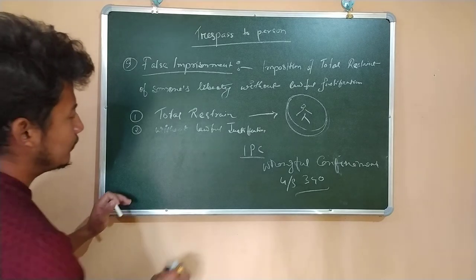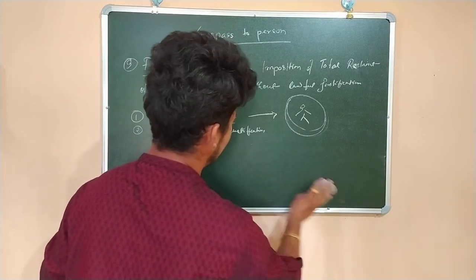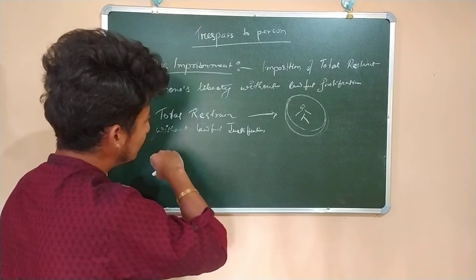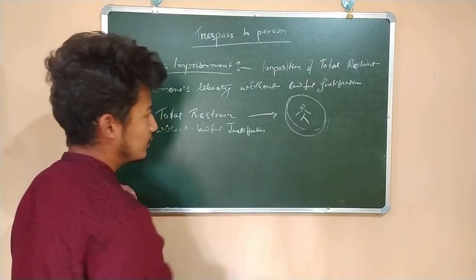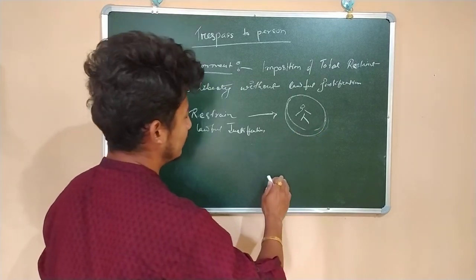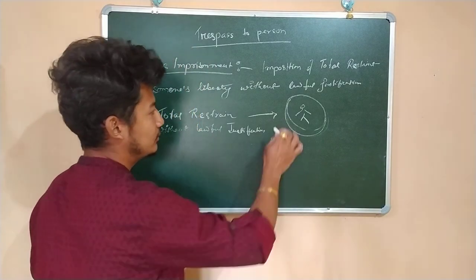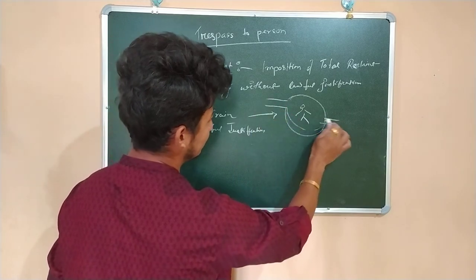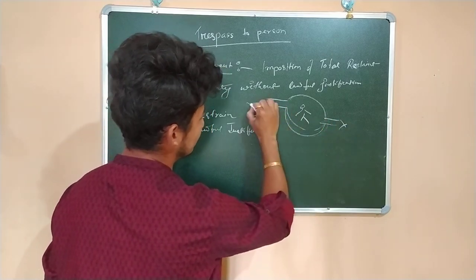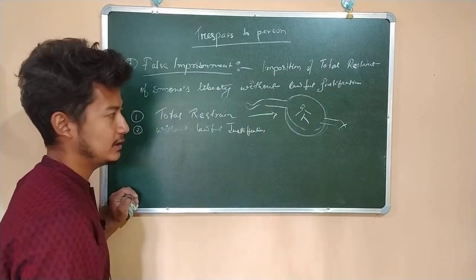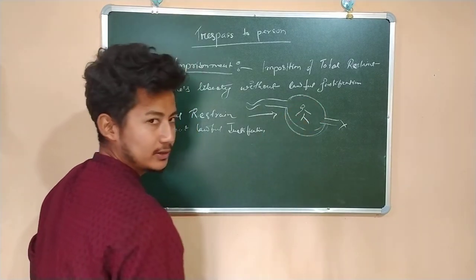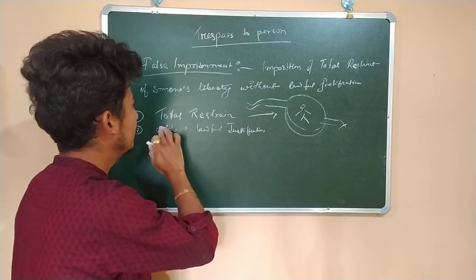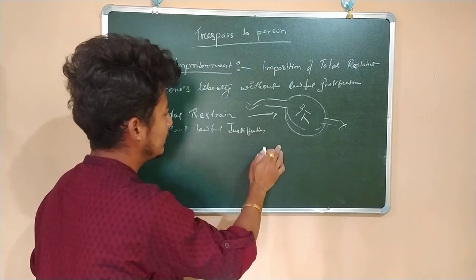But under the law of tort, what happens? Under the law of tort, you can say total restraint or partial restraint, okay? So under the law of tort, if it is a partial restraint, suppose this person is allowed to go this way, but he was not allowed to go this way, okay? He was not allowed this side, but he was allowed this side. So in that case, that is not a total restraint. Under the law of tort, according to the definition regarding false imprisonment, the total restraint, what does it mean?